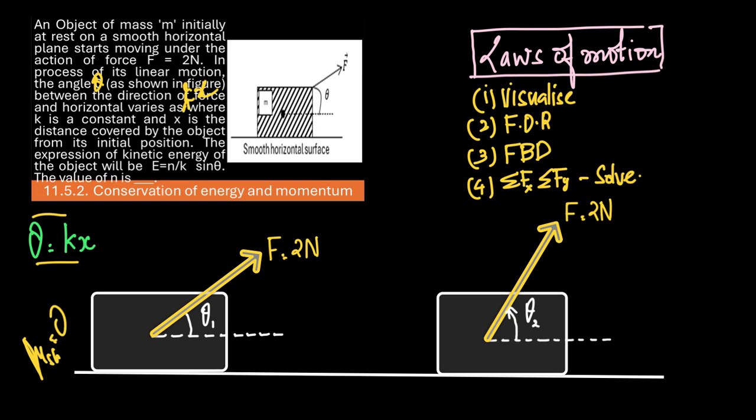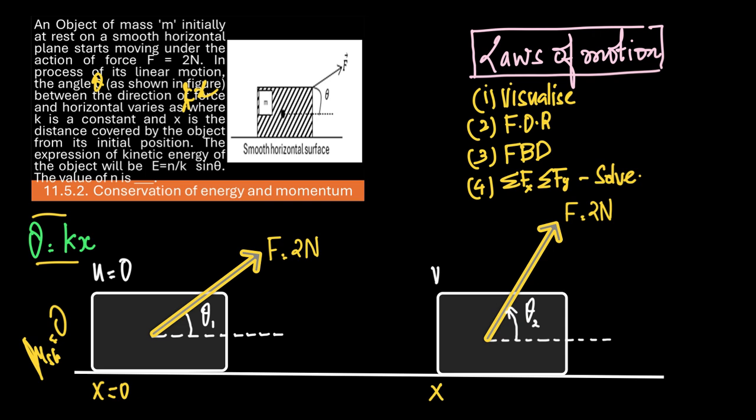I'll mark this as the initial position, where x is equal to 0, and this is at x equal to x. The initial velocity is 0, so u is equal to 0, and the final velocity is v. These two ranges are really important: x is varying from 0 to x, and velocity is varying from 0 to v.